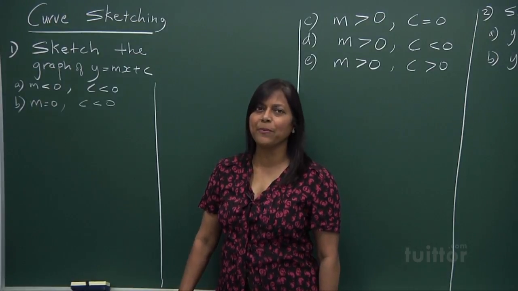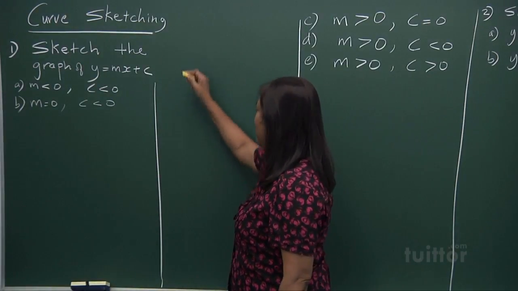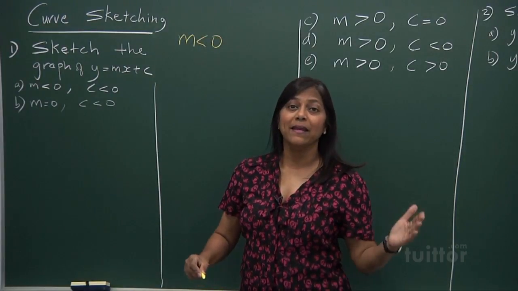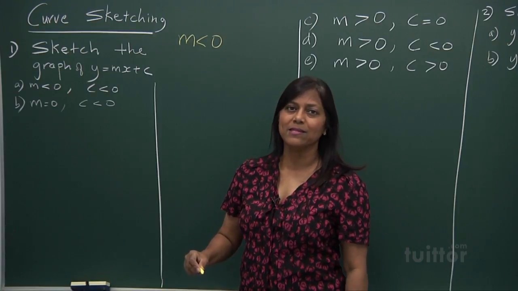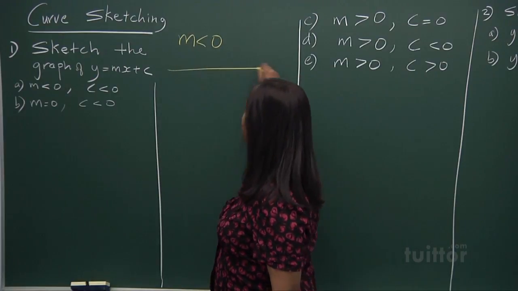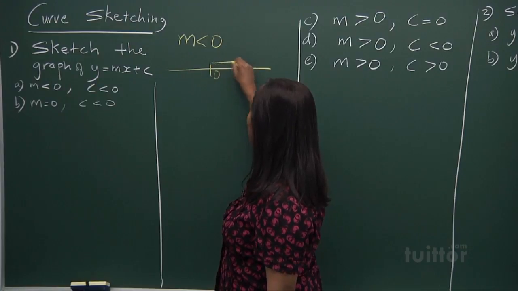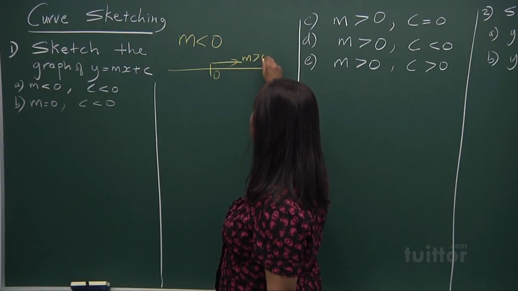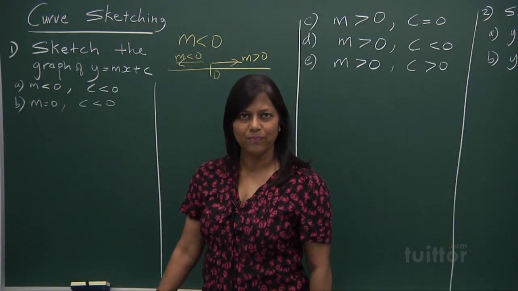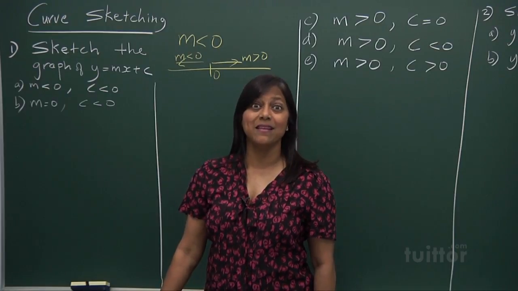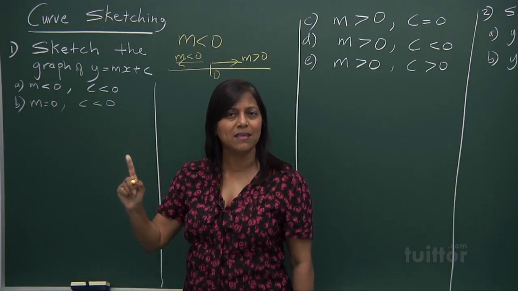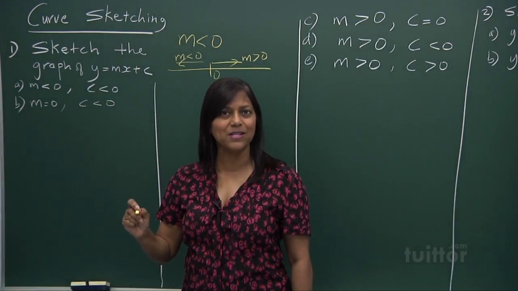How do you interpret m as less than 0? Well, m is less than 0 on a number line. It means smaller than 0, which is for example -1, -2. On a number line, this is 0. Going this way, m is greater than 0, and going the other way, your m is less than 0. So this shows that there is a negative gradient. And on top of that, look at your c. Your c is less than 0.